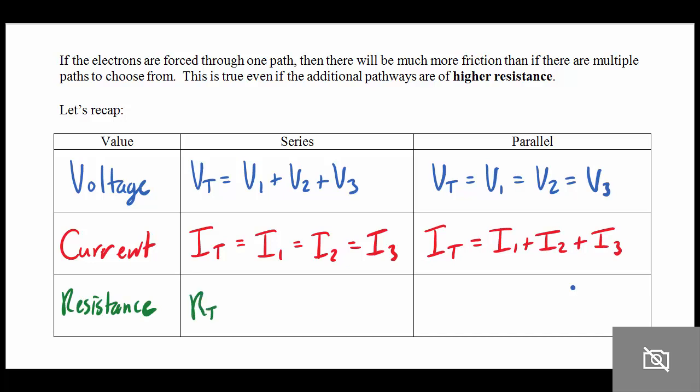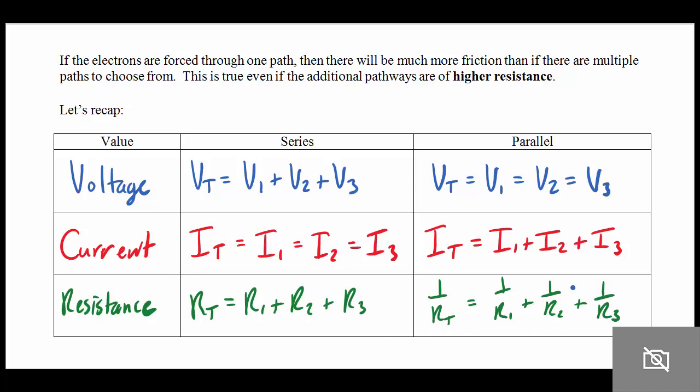And the total resistance when we're in series is going to be the sum of the individual resistances. Whereas in parallel, we have to use this inverse function for finding the total. 1 over R total equals 1 over R1 plus 1 over R2 plus 1 over R3, and so on.